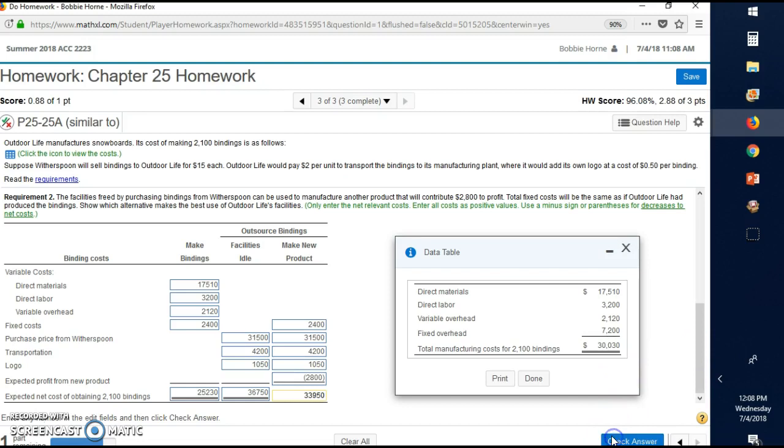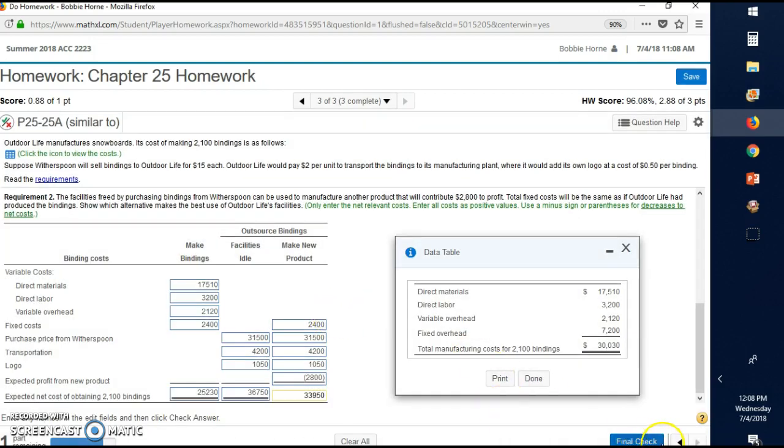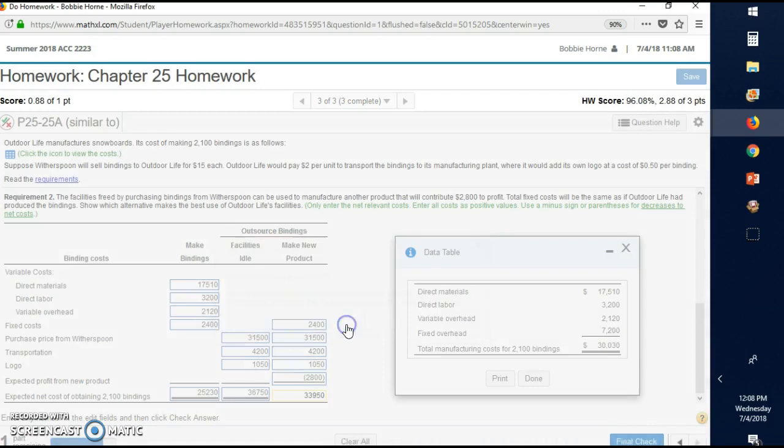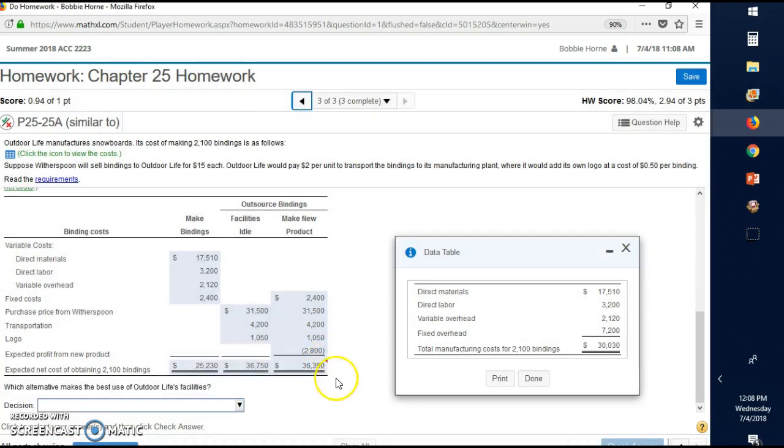I'm just going to go ahead and check and see what I made a mistake on. Let's see what I did here. Oh, I just added wrong, it looks like. So maybe I know what I did. I used this number and I forgot to add this to it and subtract this, because this adds up to 36,700. So just total that correctly.